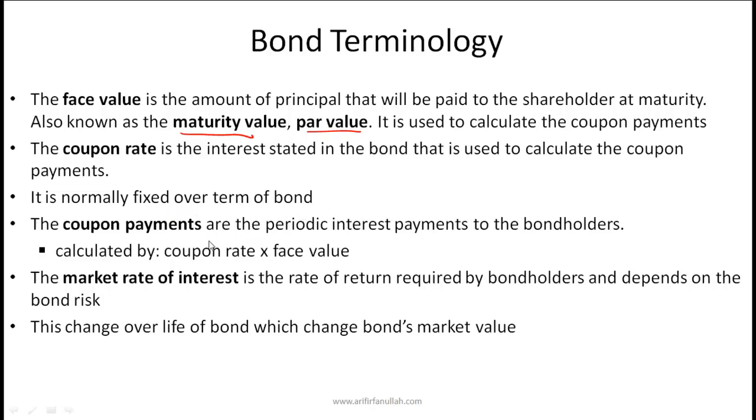The coupon payments are the periodic interest payments to the bondholders, and it is calculated by multiplying the coupon rate with the face value. The market rate of interest is the rate of return required by bondholders and depends on bond risk, and this can change over the bond's life. Now let's try to understand this through a simple example.